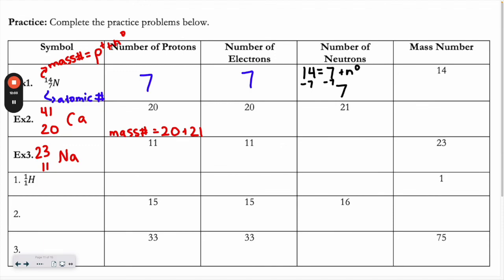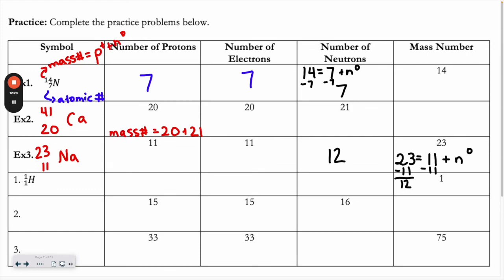Now, to find my number of neutrons, my mass number is 23. So remember, I got 23 by taking my number of protons, 11, and adding that to my number of neutrons. So how many neutrons would that be? Well, if 11 of them are protons, to get 23, that means that 12 of them must be neutrons.